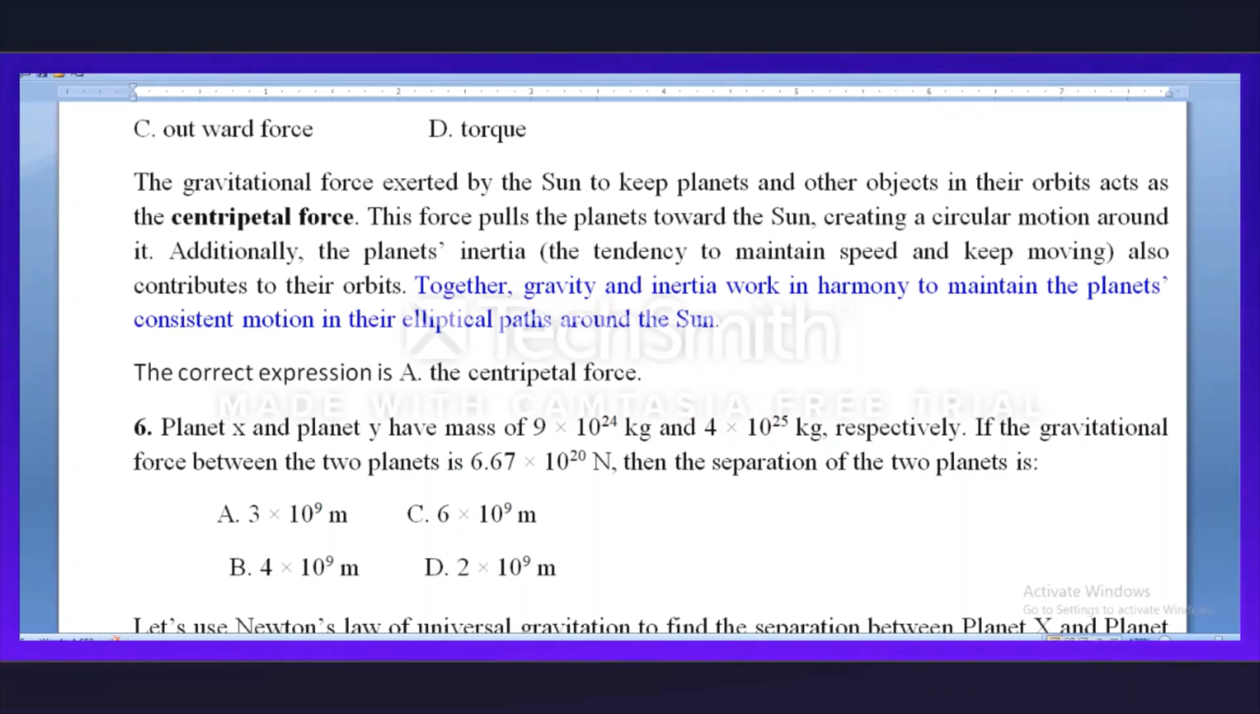This force pulls the planet toward the sun, creating a circular motion around it. Additionally, the planet's inertia, or the tendency to maintain speed and keep moving, also contributes to their orbits. Together, gravity and inertia work in harmony to maintain the planets' constant motion in their elliptical paths around the sun. So the correct answer for this question is A, the centripetal force, which is directed to the center.